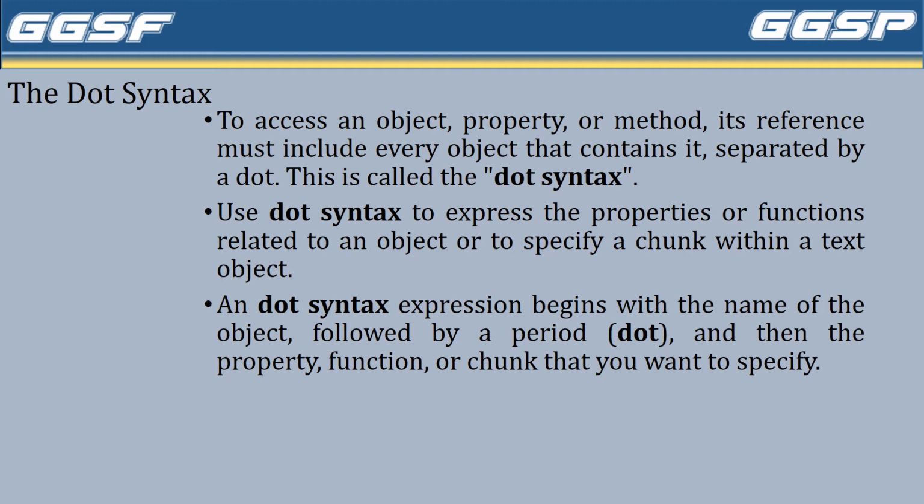Each line has two parts. The first name is the object and the second name is a property or method. In this example, the first line says, I want to access the background color of the document object. And the second line says, I want to write something into the document object. A dot syntax expression begins with the name of the object followed by a period, that is dot, and then the property, function or chunk that you want to specify.